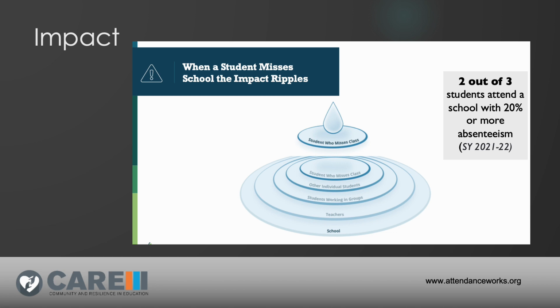Data from 21-22 suggested that 2 out of 3 students attend a school with 20% or more absenteeism. And remember, I just shared that 20% is kind of that number that we want to be below to keep a healthy, well-functioning school system.